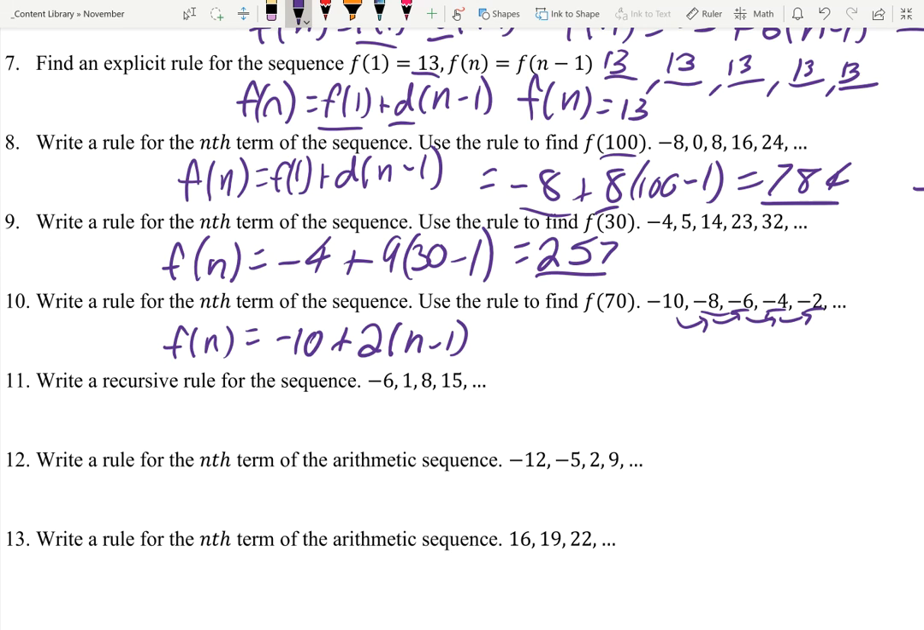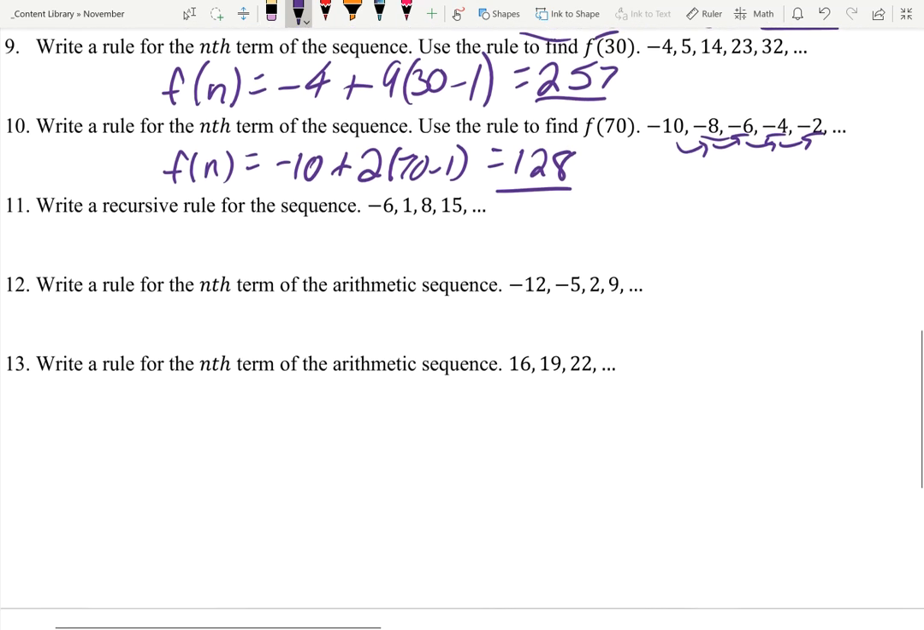You could be forgiven for thinking that it might be minus 2, but it's not. All right, but again, we're looking for the 70th term, so we're going to plug 70 in for n. So that's going to be 70 minus 1 in there. 70 minus 1 is going to be 69, so we're going to do 2 times 69, which is 138, and then negative 10 plus that 138 is 128. So 128, our answer.